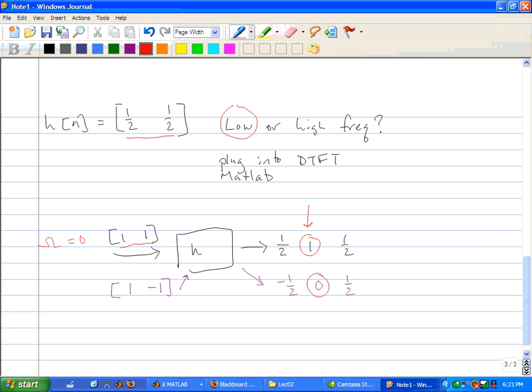Question so far? Yeah. I don't know how you got the output. Oh, do you know convolution? Yeah, I just convolved it.